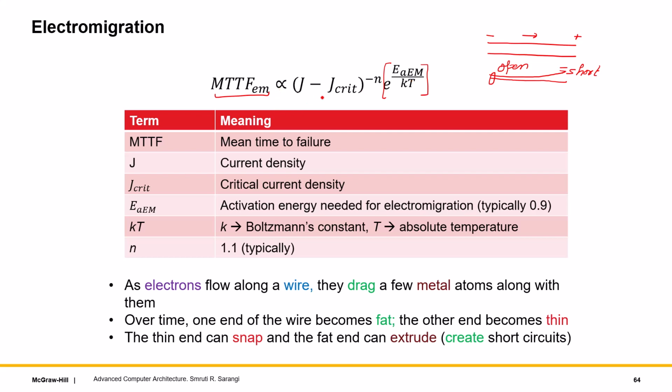So this is the broad equation. You see, as the temperature increases, the overall term decreases. So the MTTF decreases as the temperature increases. What we can say is that with increasing temperature, exponentially, the MTTF, or mean time to failure, reduces, or the failure rate increases. This is one more reason why high temperatures are a bad idea.